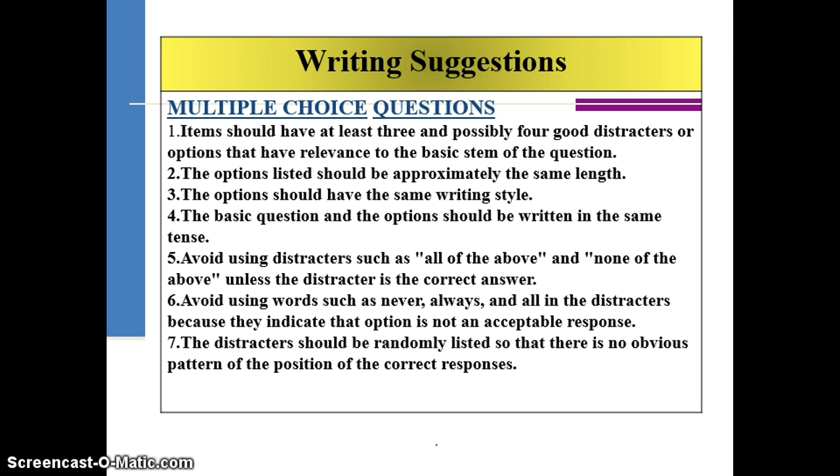5, avoid using distractors such as all of the above and none of the above unless the distractor is the correct answer. 6, avoid using words such as never, always, and all in the distractors because they indicate that the option is not an acceptable response. The distractors should be randomly listed so that there is no obvious pattern of the position of the correct responses.